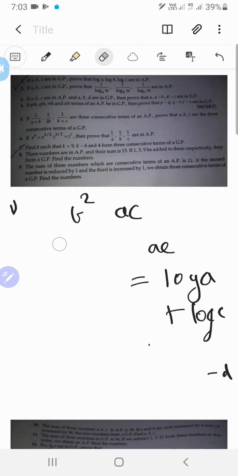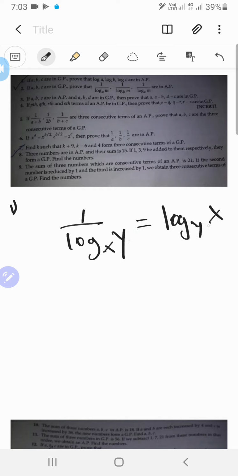If A, B, C are in GP, prove that 1 over log to the base a of m, and then 1 over log to the base b of m, and then 1 over log base c of m are in AP. This is just another question which can be done using properties of log. So 1 over log base x of y is the same as log base y of x. So instead of log to the base a of m, this is going to be log base m of a, log base m of b, and log base m of c, right?